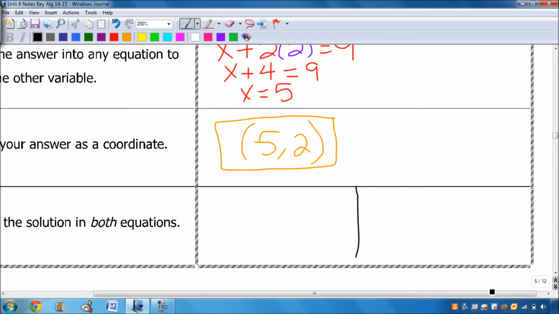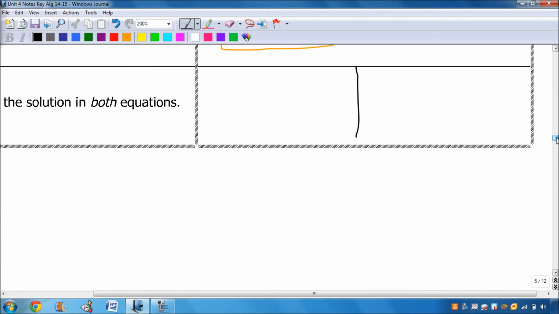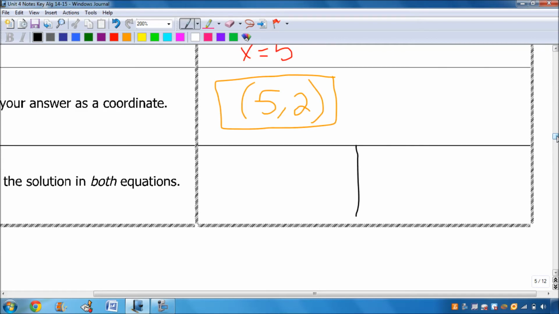So the first equation was 3x minus 2y equals 11. I'm going to go ahead and write that down. 3x minus 2y equals 11. But instead of x, I'm going to replace it with 5. And instead of y, I'm going to replace it with 2. Okay?